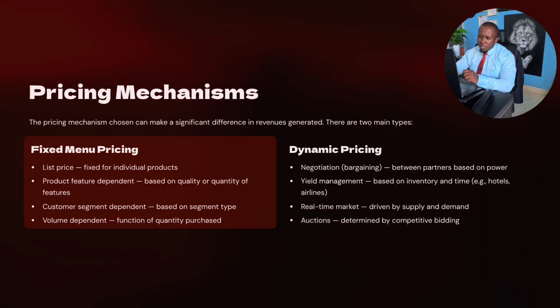Now, still under revenue streams, we have different pricing mechanisms which you can use. Pricing mechanisms can be chosen to make a significant difference in revenue generated. There are two main types of pricing mechanisms. The first one is fixed menu pricing. Now here you list the price, which is fixed for individual products, or product feature dependent pricing, where you base your price on quality or quantity of features.